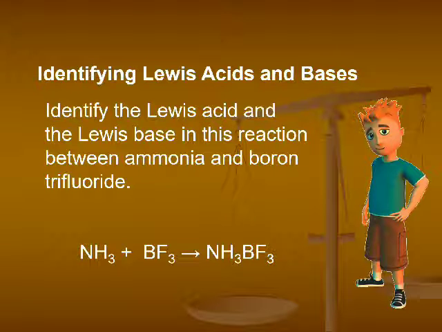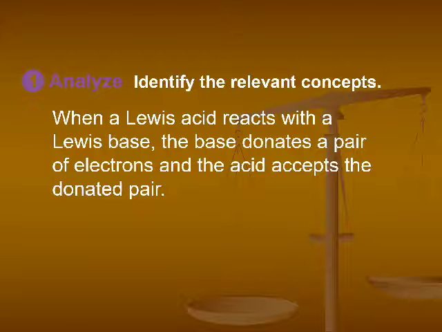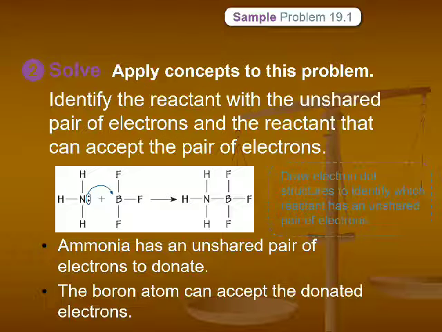To identify the Lewis acid and the Lewis base in the reaction between ammonia and boron trifluoride, you can see that the reactants will have a product of ammonia boron trifluoride. Let's analyze it one by one to identify the relevant concepts. When a Lewis acid reacts with a Lewis base, the base donates a pair of electrons and the acid accepts the donated pair. To apply the concept to this problem, identify the reactant with the unshared pair of electrons and the reactant that can accept the pair of electrons.